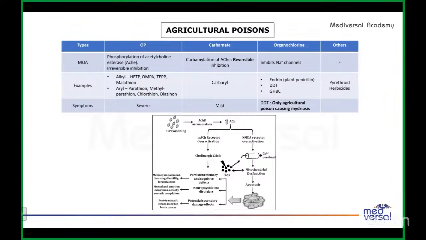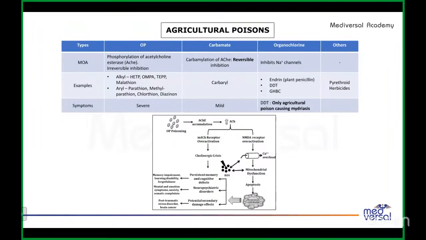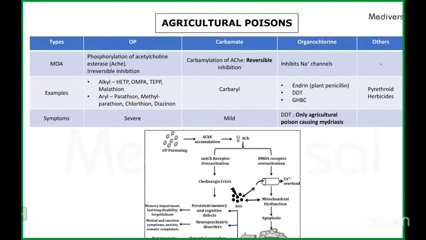Okay. Coming to agricultural poisons, this is something which I really want you to pay full attention to, because so many questions have been asked on agricultural poisons over the years. You usually have organophosphorus chemicals, carbamates, organochlorines, and others. Mainly, we'll talk of organophosphorus.